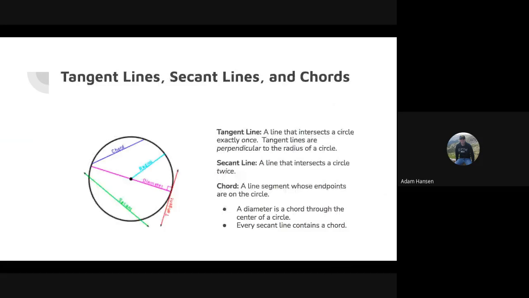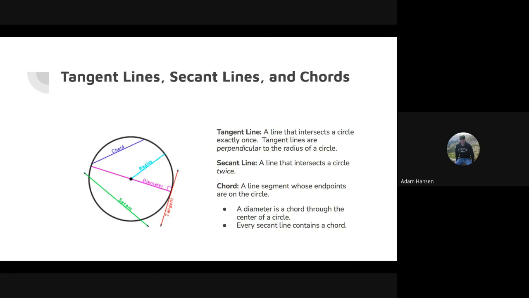All right, let's talk more about lines and segments. Tangent lines, secant lines, and chords. Different parts of a circle. A tangent line is a line that intersects a circle exactly once. There are two lines in that figure. Which one is the tangent line? The green or red? The red line is the tangent line.